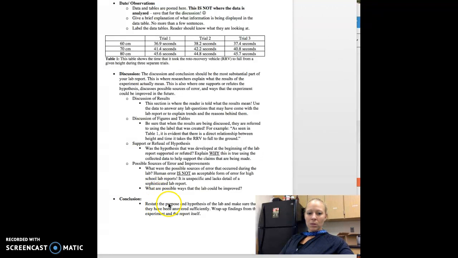Finally, your conclusion. In the conclusion, once again, not a lot of independent thought here. You are going to restate the purpose and the hypothesis of your lab, and then tell me whether your hypothesis was supported or refuted. Don't tell me why. You already broke that down. The discussion section is where you're doing your thinking, you're analyzing, you're putting all of your effort here in the discussion section. I mean, not all of it, but most of your effort.